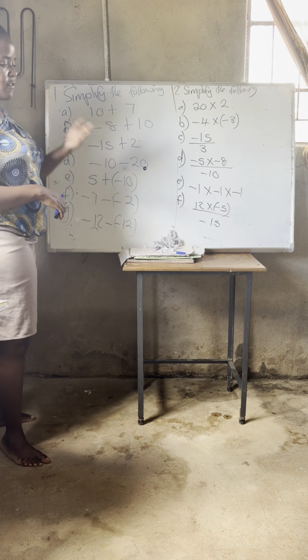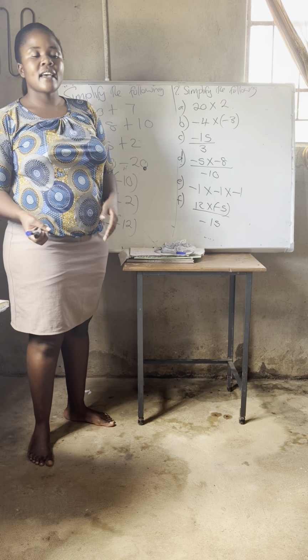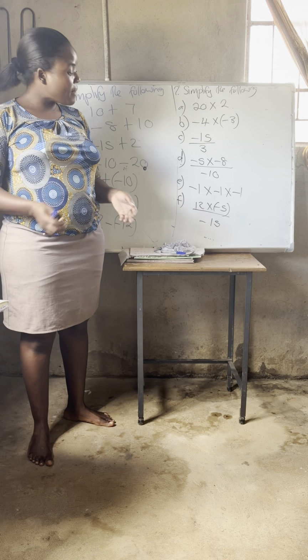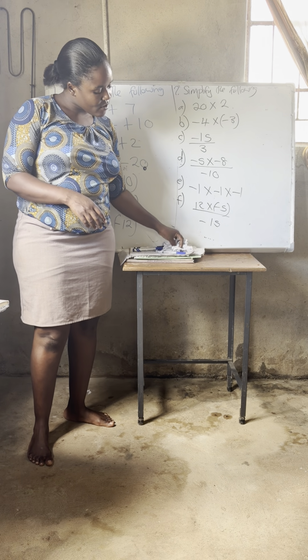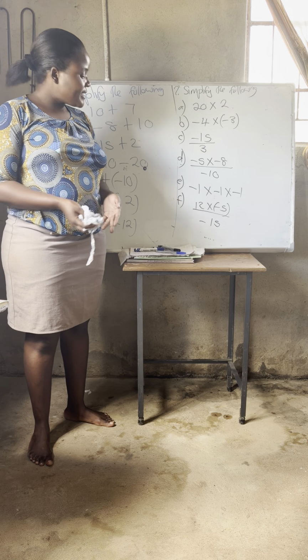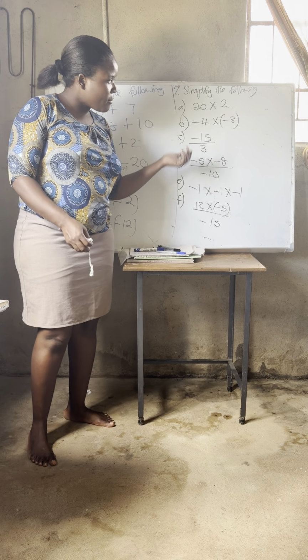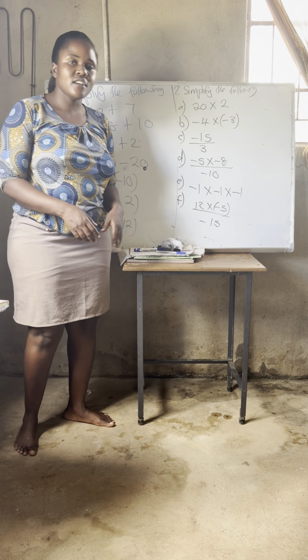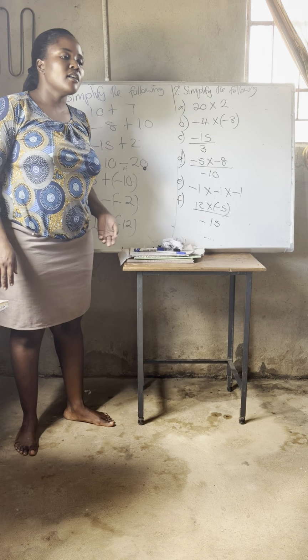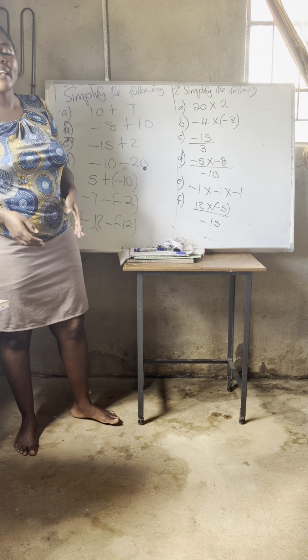If you have different signs, what do you do? Different signs, bigger number minus smaller number. The answer takes the sign of the bigger number. If signs are the same, add the numbers, the answer takes their sign. In multiplication and division, a positive number times a negative number is equal to a negative answer.